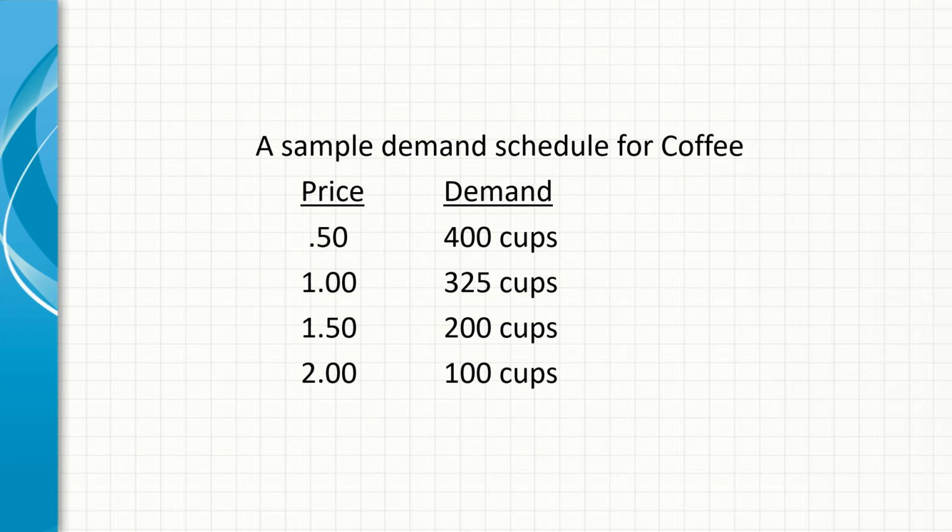All right, so here's a sample demand schedule for coffee. If I sell coffee for 50 cents, I can sell 400 cups. If I raise the price to $1, I sell 325 cups. If I raise it to $1.50, I sell 200 cups, and at $2, I only sell 100 cups. All right, so this is a sample demand schedule. Now, how might I get this information? Well, I might go in and change my prices and find out what happens to demand at the various price points. Another option is I might do some survey work, or I might see what else is happening in terms of my competitors.